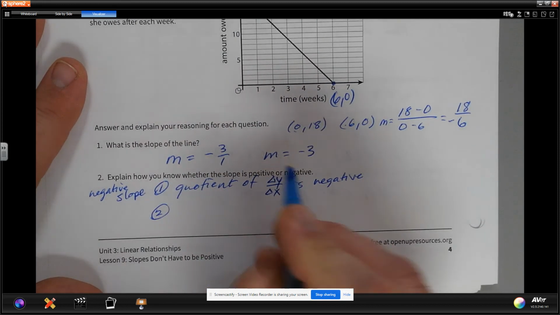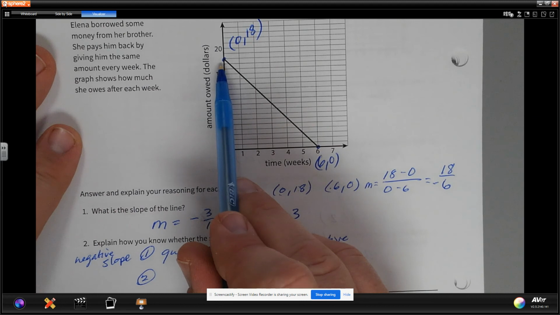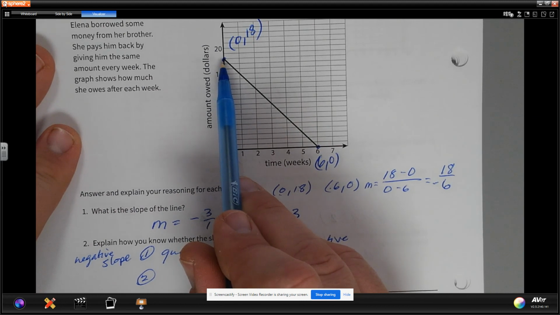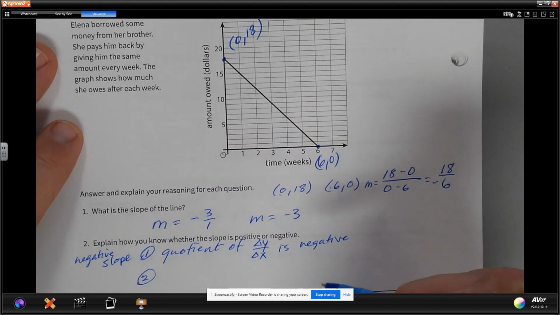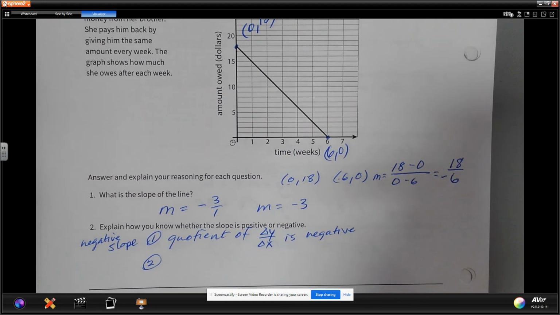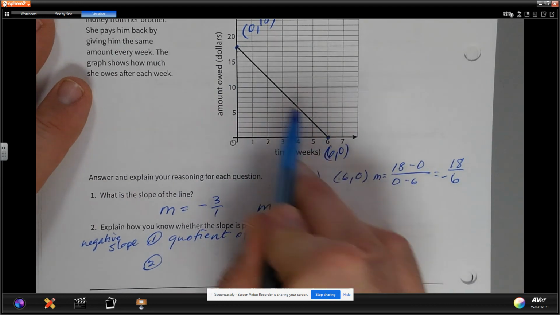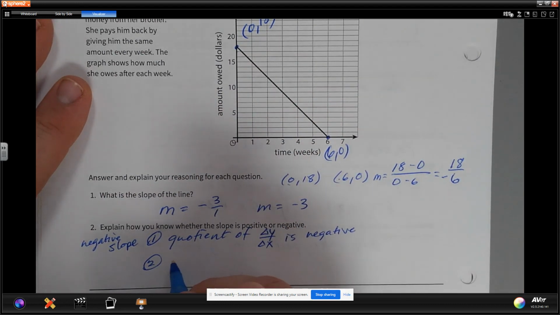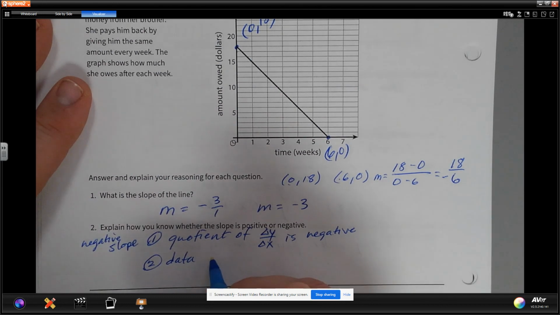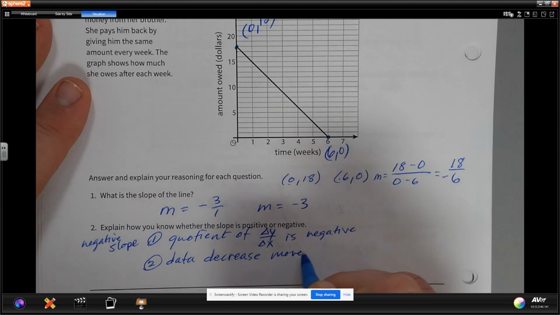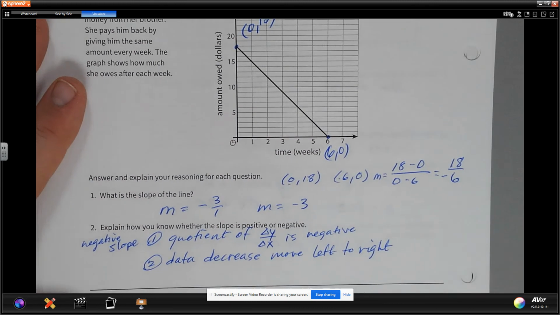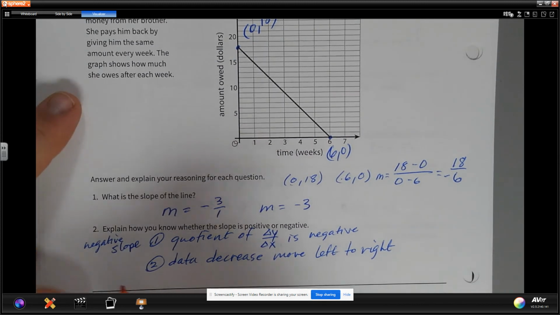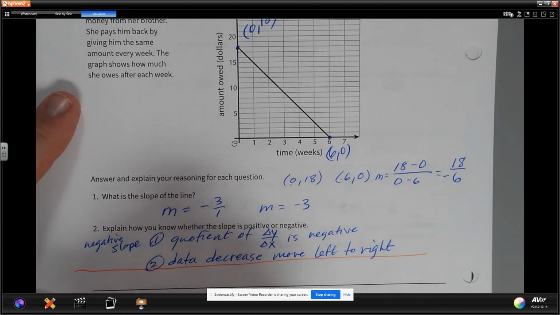And the second thing is when we look at our graph, we see that as we move to the right, we're moving down. The normal way that we read is from left to right. As we read from left to right, we see that the data is decreasing. So we could say that the data decrease, moving left to right. And we could talk about the exact opposite information when we're talking about a positive slope.